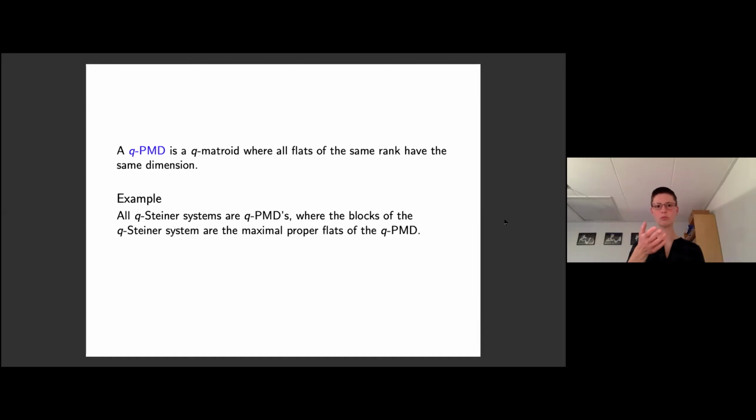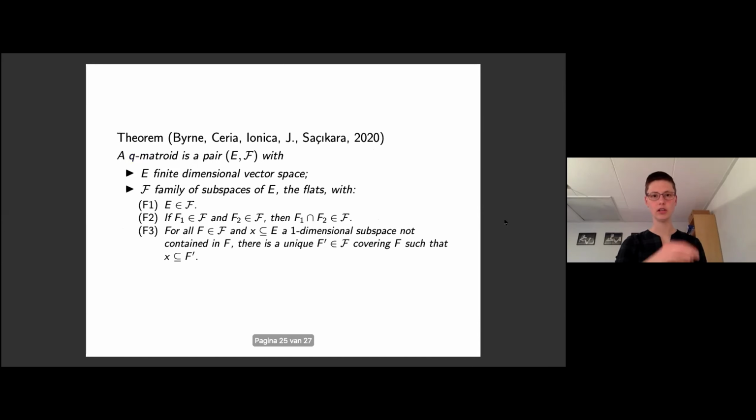Well, in order to prove that these q-Steiner systems are q-PMDs, we wanted to reason a bit about the flats of a q-matroid. So one of the things we did in our recent paper is we found a cryptomorphism for a q-matroid in terms of flats. And the thing is, it looks exactly as you would think it looks. So this is not a very surprising theorem, but you know, we did need to do some work to prove it anyway.